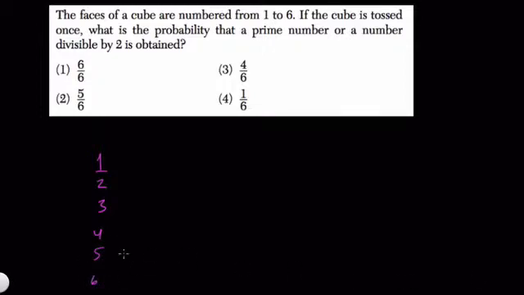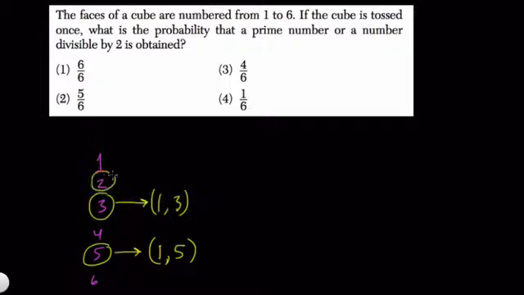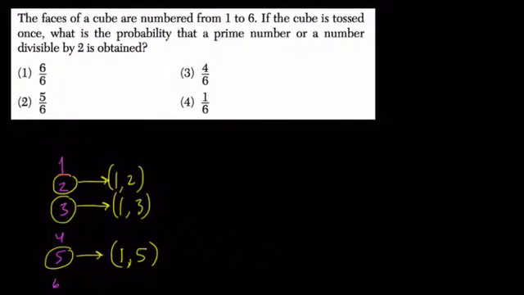Well, 5 is prime, right? Because it's only divisible by 5 and 1 evenly. That's a prime number. A prime number has two factors, 1 and itself. 3 is also prime, 1 and 3. 2 is the only even prime number. 1 is not prime. 1 is the identity.